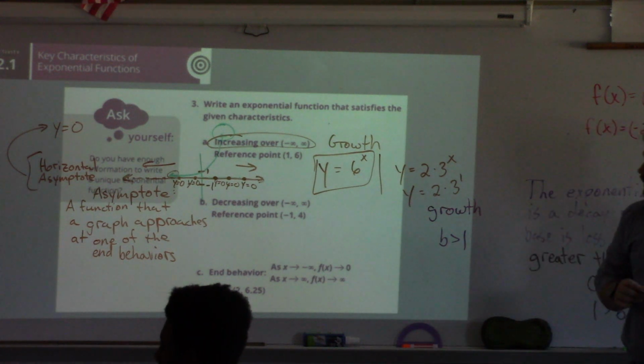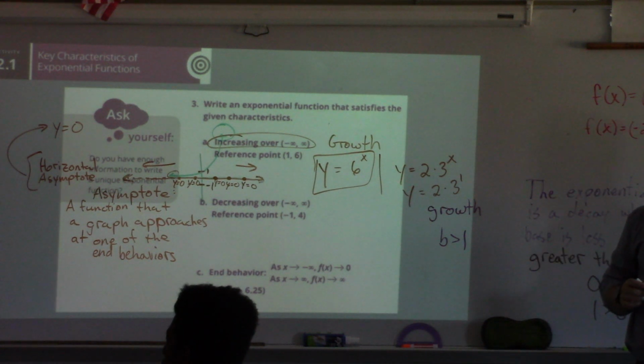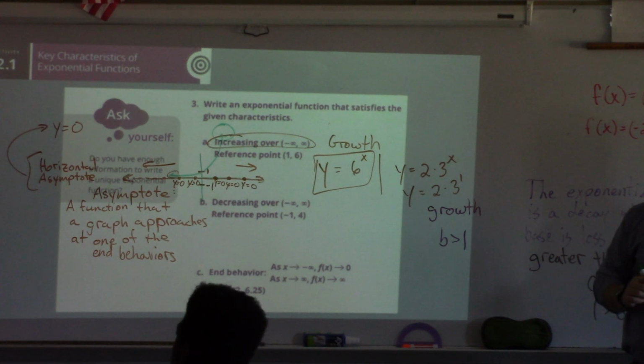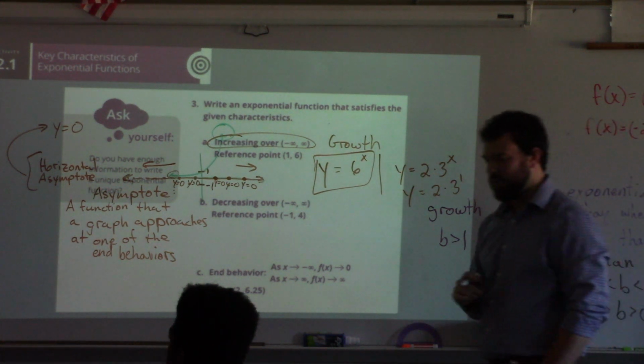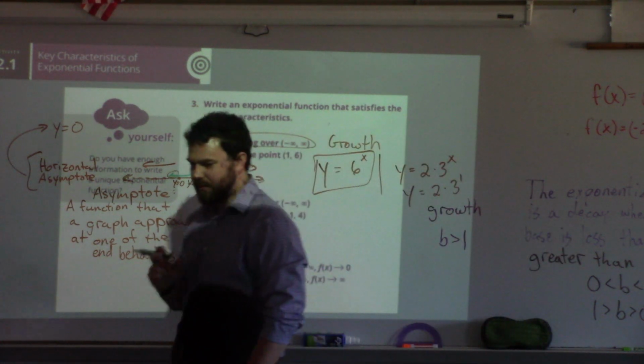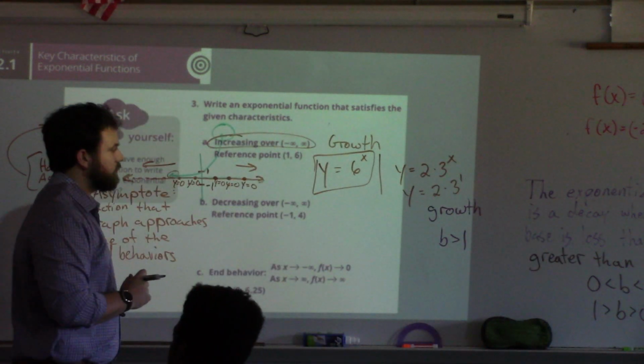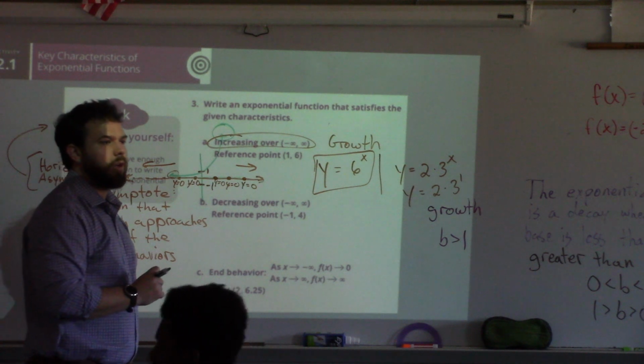So Cameron, what do we know for b, the fact that it's decreasing over negative infinity to infinity? What's under 1? What number? Come on, we need to be more specific with our language. What has to be less than 1? There we go. Base has to be less than 1.